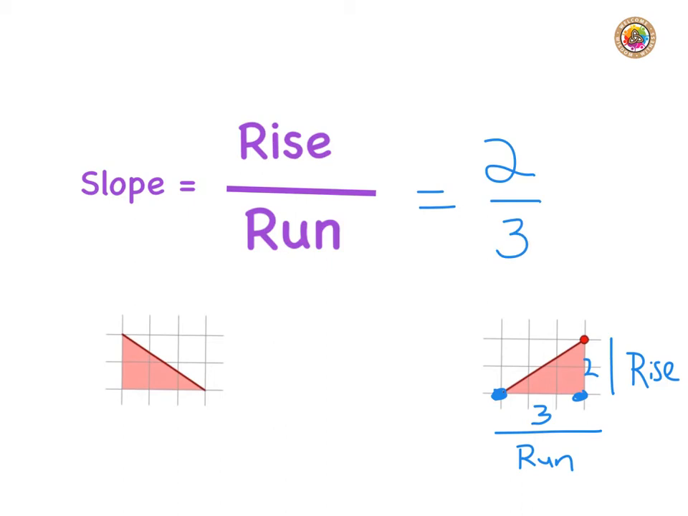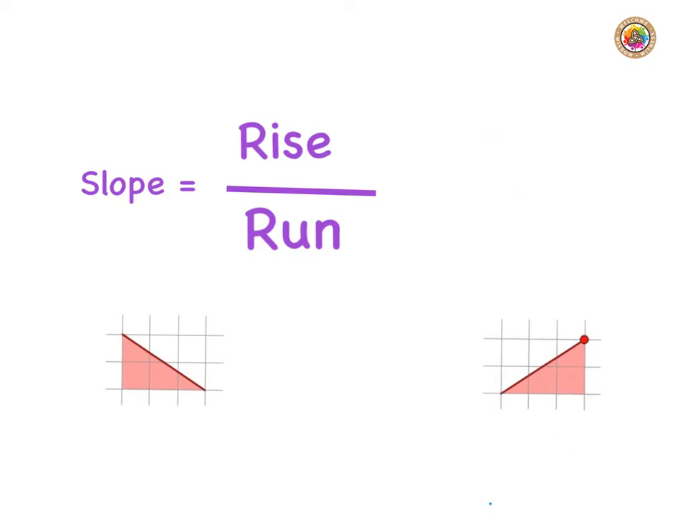We have another method. Our second method is the formula method, and the formula tells us that m is equal to y2 minus y1 over x2 minus x1. So we're going to try the formula method in our next slide.